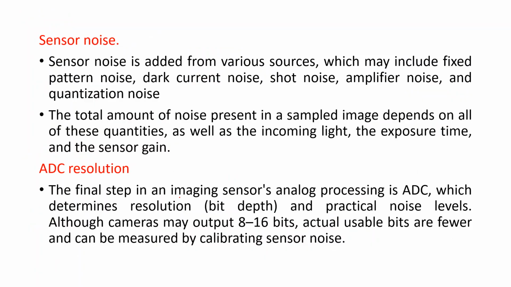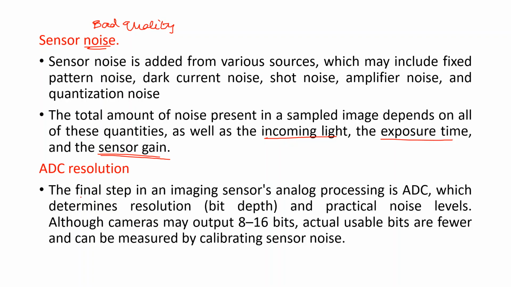Then sensor noise. So noise, keep that in mind. Noise means it is not good, bad quality. We should reduce the noise. Noise can come from various sources: pattern noise, dark current noise, shot noise, amplifier noise, and quantization noise. In addition to that, some noise may be introduced by incoming light, exposure time, as well as the sensor gain, which was discussed previously.